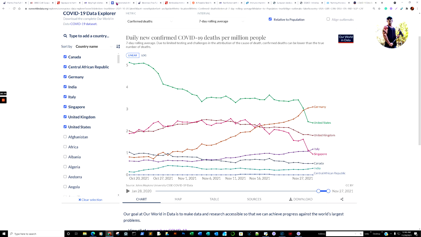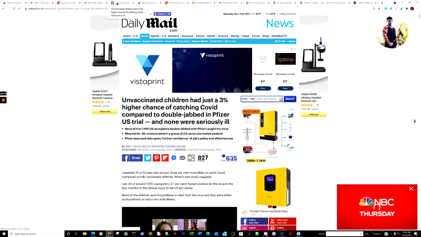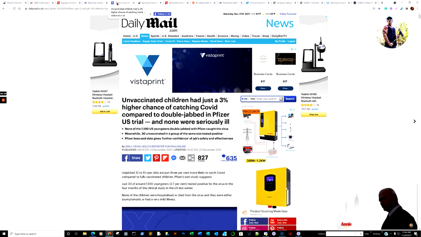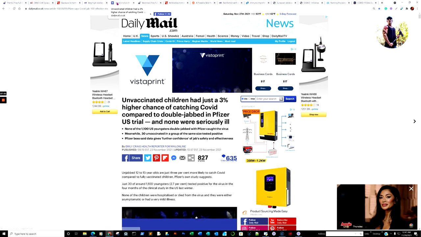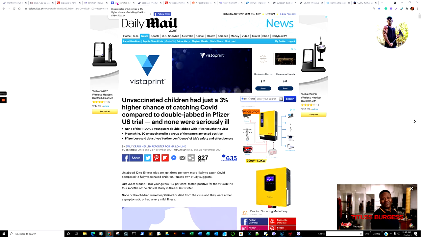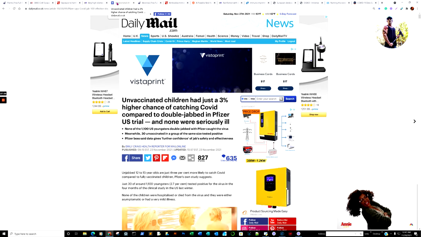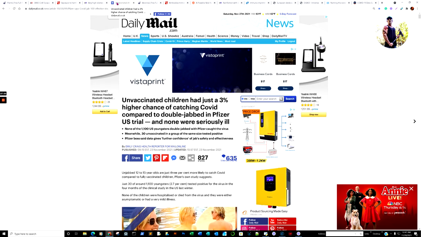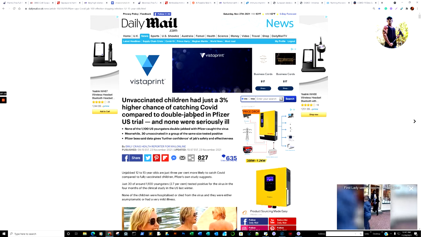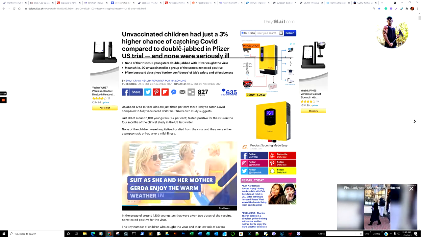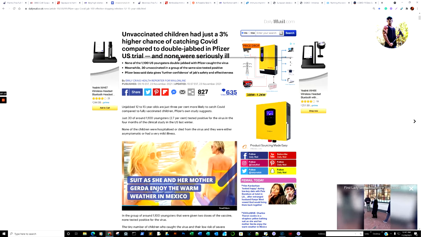All right. This is a really good article from the Daily Mail. The reason it's real important is because we're not lucky recipients of a lot of the international news. Great Britain, for example, is not vaccinating their kids, and this is the reason why. They put it really well in a basic article: unvaccinated children had just a 3% higher chance of catching COVID compared to double-jabbed Pfizer U.S. trial participants, and none was seriously ill.